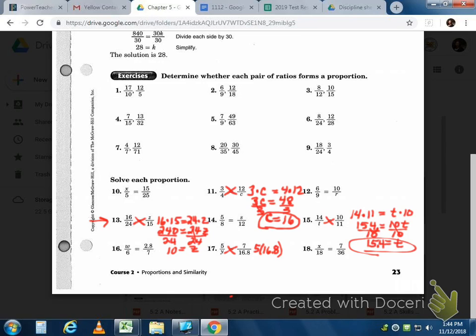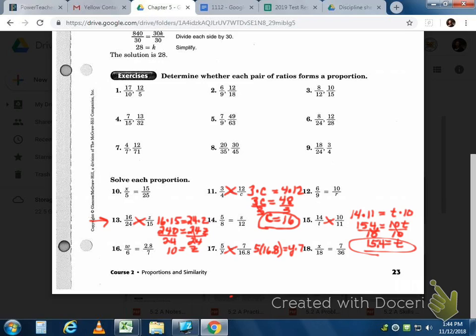5 times 16.8. How come I didn't use the dot like I have on all the other ones? Because there's a decimal, and when you have a decimal, it's confusing when you use the dot. If you write the dot out of whack, you're thinking, well, where's the decimal and which one's the multiplication? So just use parentheses when there's decimals. And then y times 7.